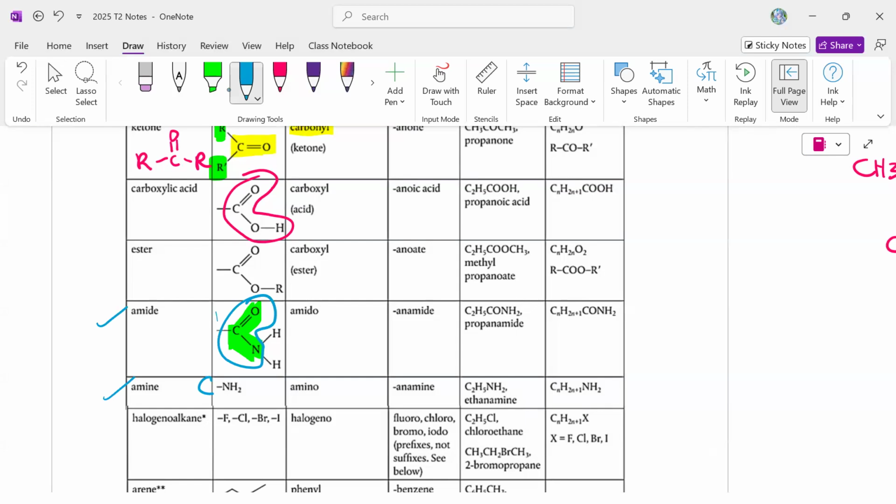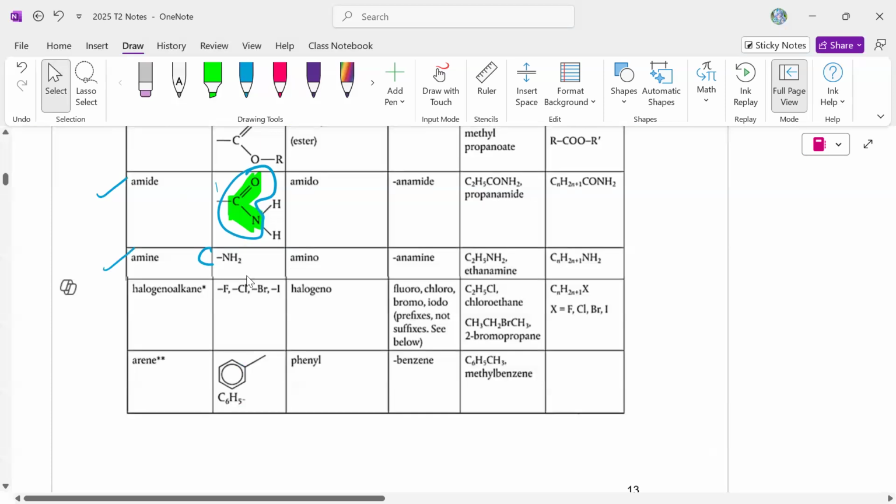So worst comes to worst during the exam, if they ask for the functional group and you cannot remember, but you know it's amide, just write amide. Because you can't remember amido, you just write amide. They can accept it, but it's not the best answer. The best answer is amido.